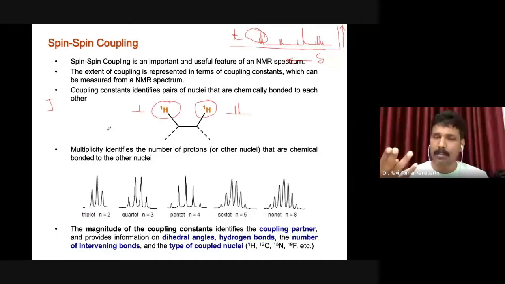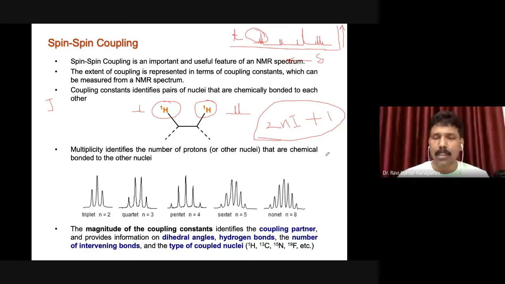That's basically how it splits into two. Okay, so that is the information we get. Basically, there is a formula, 2nI plus 1. In the case of EPR also, you will have studied this formula, 2nI plus 1. The splitting, the fine structure, is determined by this formula.